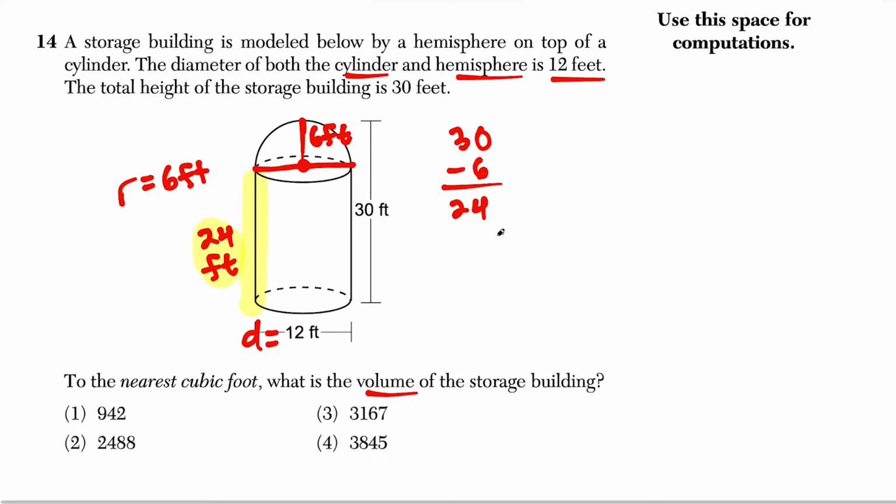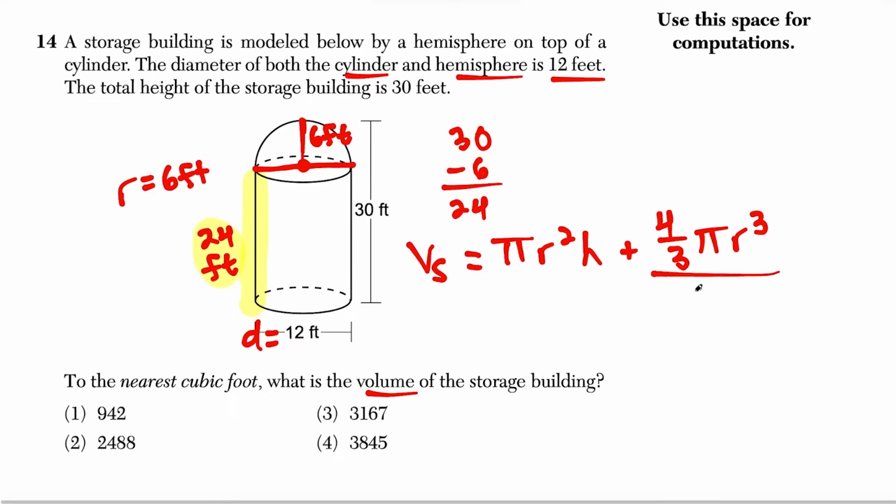So now let's think about how we're going to find the volume of the storage building, which I'll put with a subscript s. Well, we're going to do pi times the radius squared times the height. This is the volume of the cylinder. And then we're going to add 4/3 pi r cubed, which is the volume of a sphere, but we're finding the volume of a hemisphere. So we're going to divide this whole thing by 2.